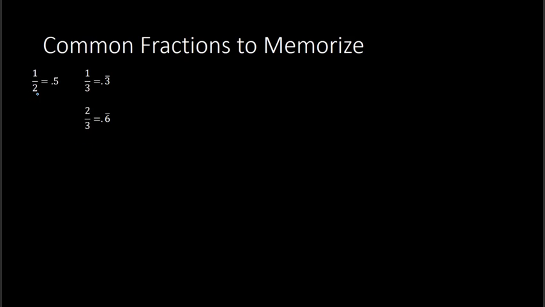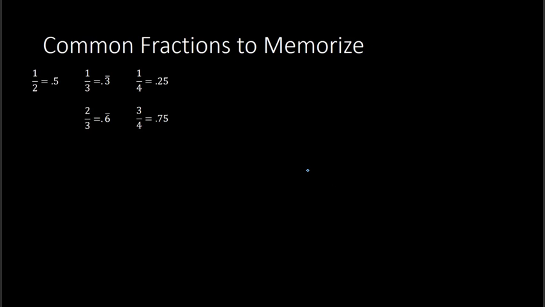So we started with the denominator being 2. Here we have the denominator being 3. Next we have the denominators being 4. So we have 1/4 and 3/4. 1/4 is the same thing as 0.25, and then 3/4 is 0.75. All right, and then 2/4 obviously is 1/2, which would be 0.5.